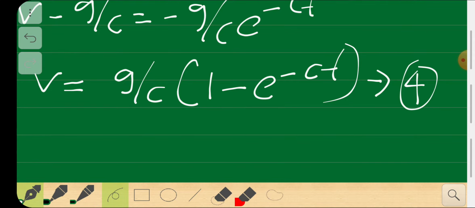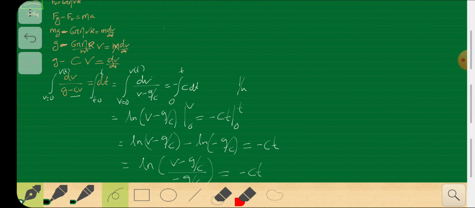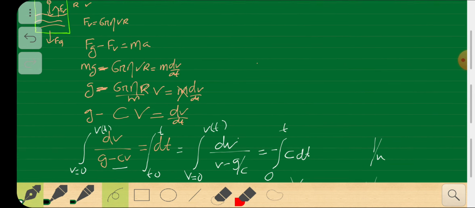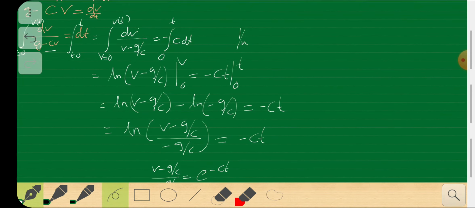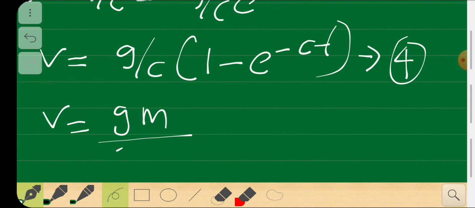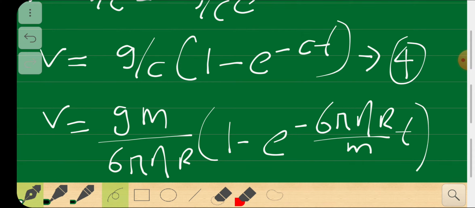Now I can substitute the value of C. What was C? C was 6 pi eta r by m. I'm going to substitute that value of C in here, and you get v equal to g m by 6 pi eta r times 1 minus e raised to minus 6 pi eta r by m times t. So that will be the velocity.